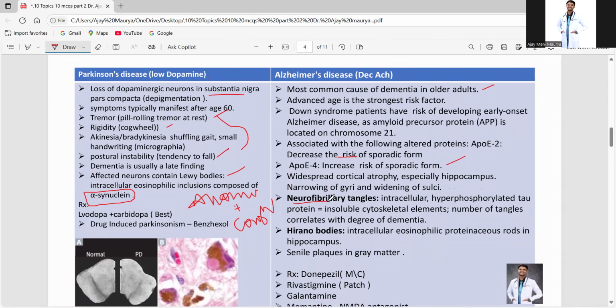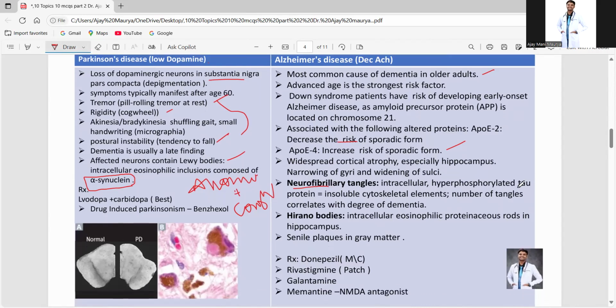Also we have neurofibrillary tangles. They are intracellular hyperphosphorylated tau proteins. Neurofibrillary tangles contain tau protein. These are insoluble cytoskeletal elements. The number of tangles correlates with the degree of dementia. Remember here.